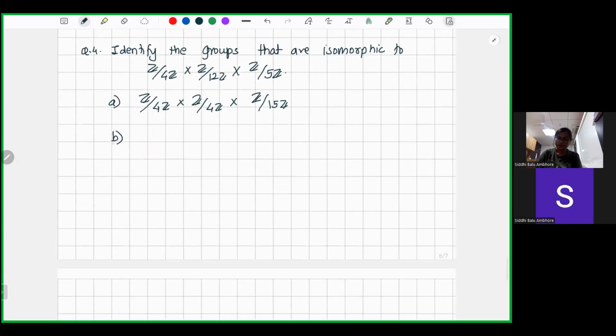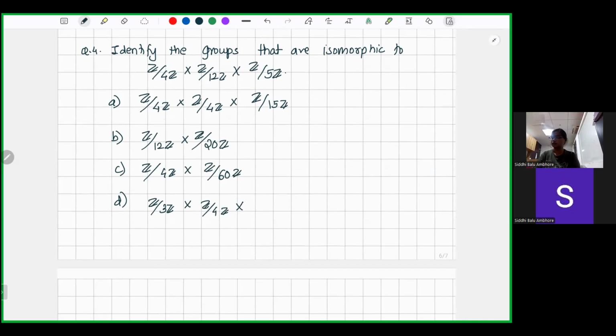Second is Z12Z cross Z20Z. C is Z4Z cross Z60Z. And the final option is Z3Z cross Z4Z cross Z20Z.